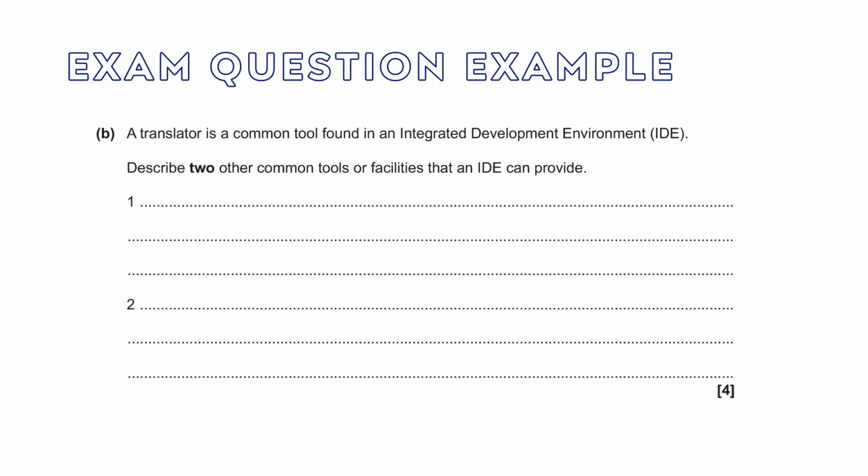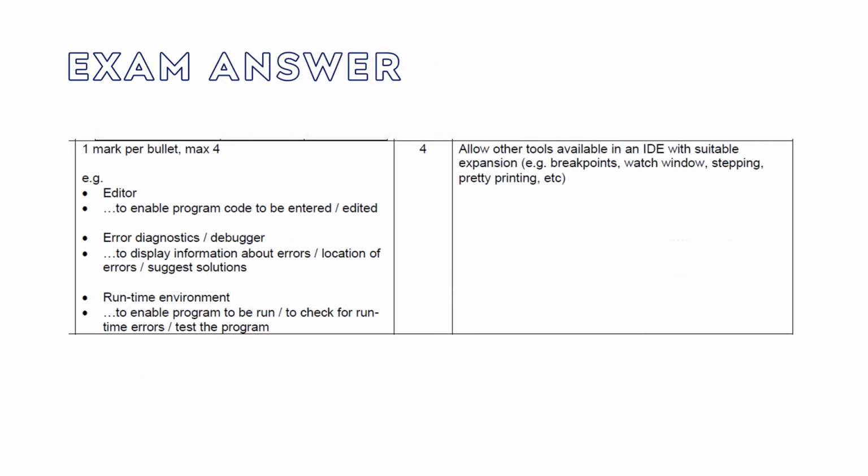So let's have a look at the answers for this. Here is the mark sheet. There's only 3 answers you could have given: Editor, Error Diagnostics and Runtime Environment. So you can see here, you get 1 mark for writing the name of the feature, and then the second mark for the description of how it supports the code, or what it allows you to do within the IDE.